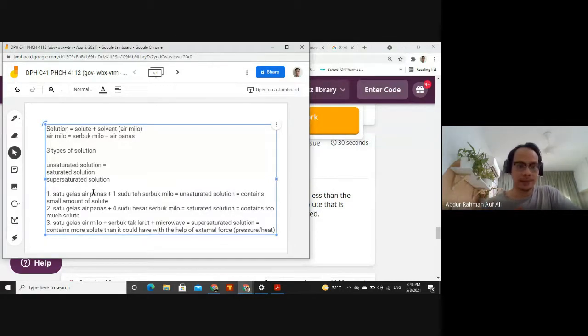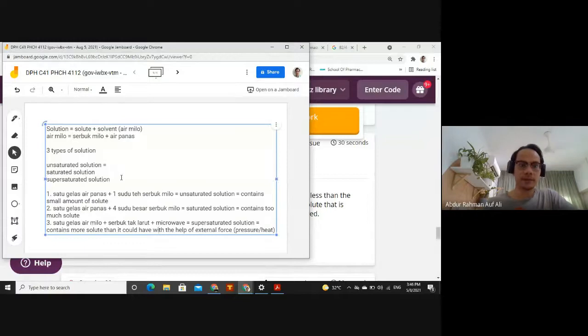Okay. And lastly, kalau dah ada too much solute tu kamu nak bagi dia larut juga, kamu masukkan gelas air Milo yang saturated tu, yang ada serbuk Milo dekat atas at the top of the glass, masukkan dalam microwave and then you apply heat for 30 seconds. In the end semuanya akan larut dengan bantuan haba. Okay, so that's it. That's basically solubility.